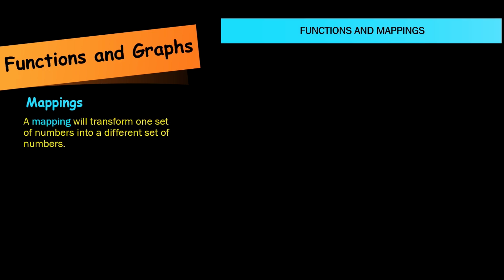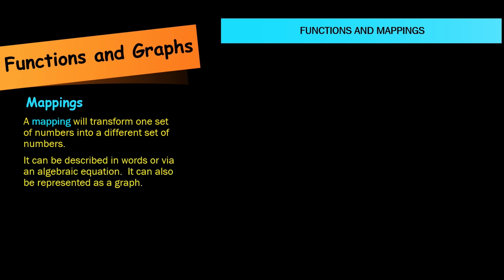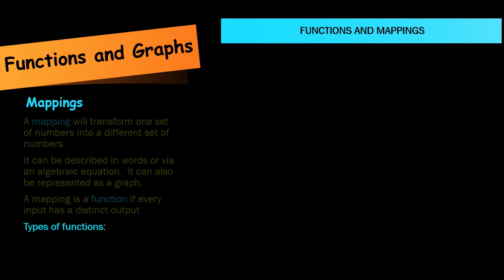A mapping will transform one set of numbers into a different set of numbers. It can be described in words or via an algebraic equation. It can also be represented as a graph. A mapping is a function if every input has a distinct output. Types of functions are one-to-one or many-to-one.